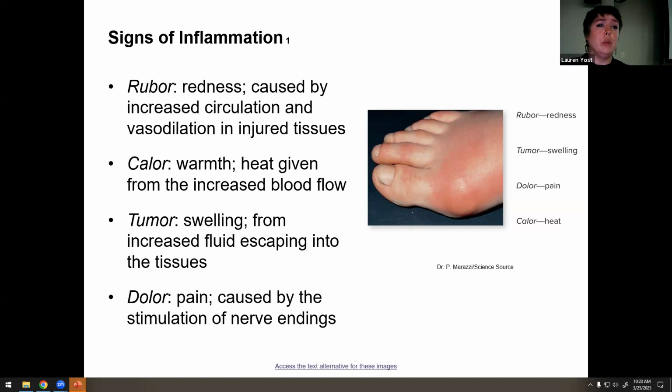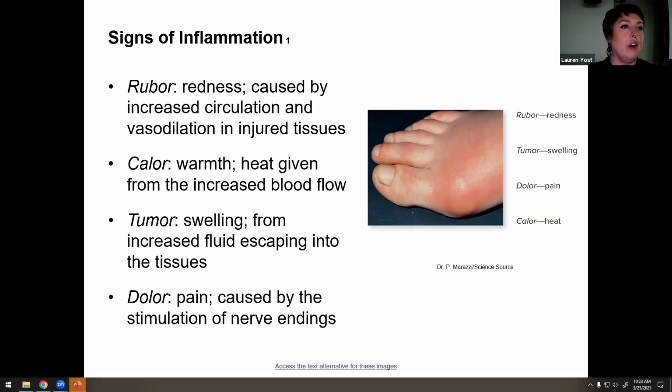That movement of the fluid out of the bloodstream and into the tissue causes swelling. That's the tumor. Increased blood and all of this warm stuff that's coming straight from the center of your body out to your extremities after you've injured yourself leads to warmth. We also have an increase in temperature, which we're going to talk about with fever in a moment. That serves a purpose to increase the metabolism of our white blood cells and to help impede microbial growth as well. And then the dolor is the pain.